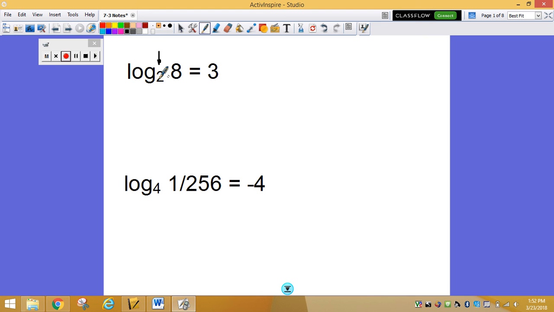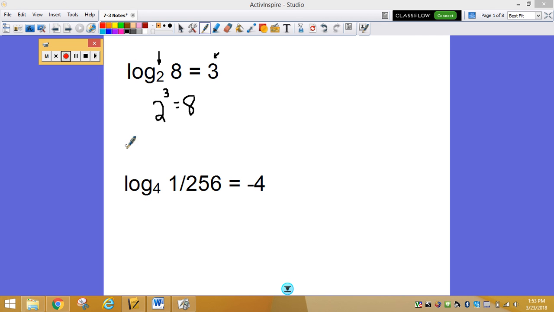Okay, so if I want to take this log and write it as an exponential, here's what you do. Your base becomes your whole number, so 2 becomes your whole number. What it equals, this number right here, becomes your exponent, so that's 2 to the third. And then the big number right here is what it equals. So what this basically says is 2 to the third equals 8. And if you have a calculator and you type that in, you'll see, yes, that's true. 2 to the third does equal 8.